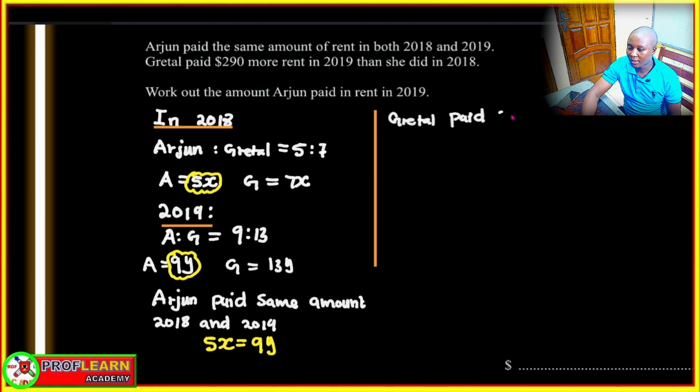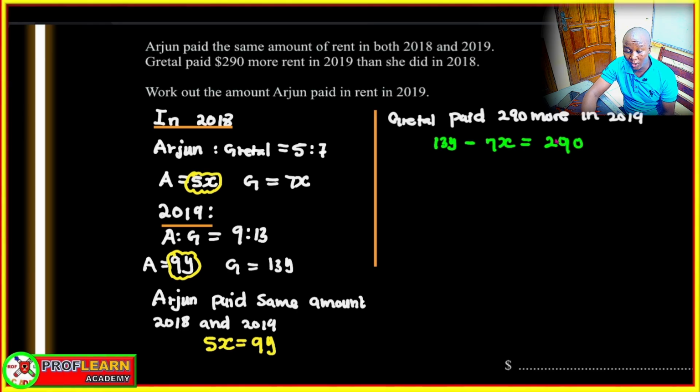Then look at the statement that Gretel paid 290 more in 2019 than 2018. Meaning that 2019, which was 13y, minus 7x, which was the amount she paid in 2018, the difference is going to be 290. And now this becomes our equation number 2. I believe up to that point we are together, and you can follow exactly what we've done here.